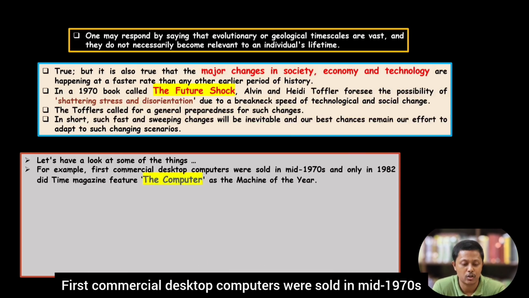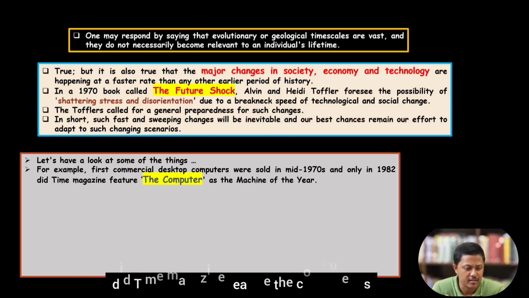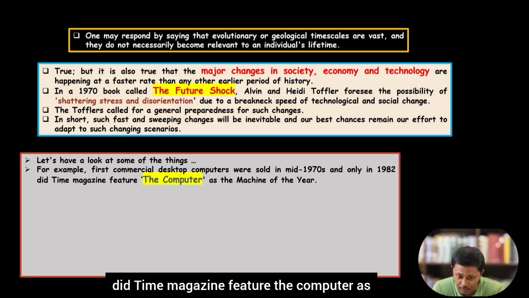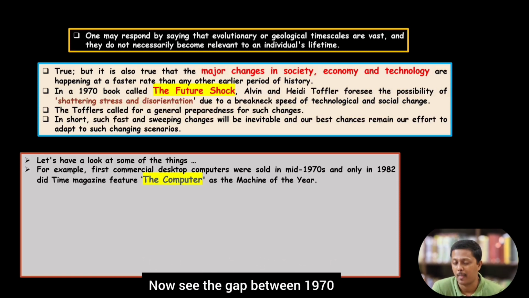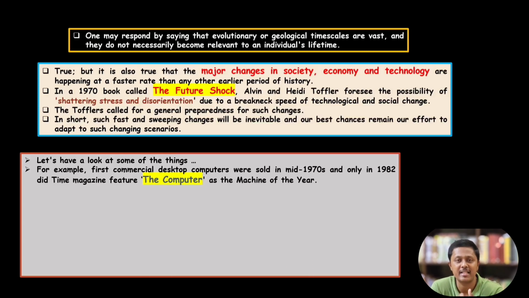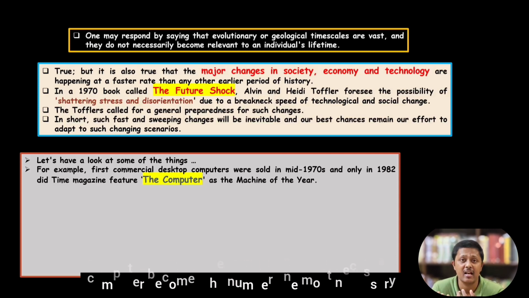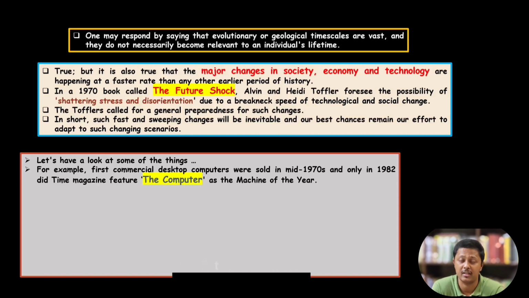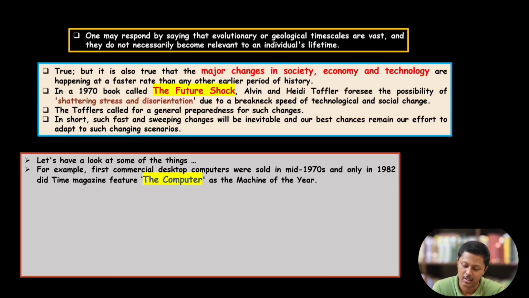The first commercial desktop computers were sold in the mid-1970s, and only in 1982 did Time magazine feature the computer as the Machine of the Year. Now, see the gap between 1970 and 1982, just 12 years. Within these 12 years, the computer becomes the number one most necessary aspect of technology, the most significant machine of the year.